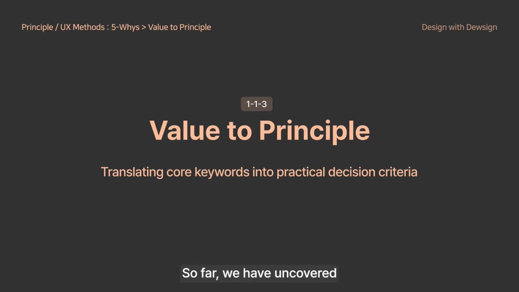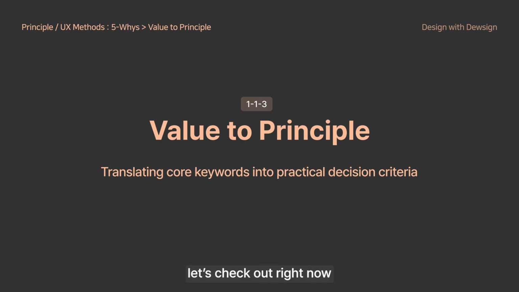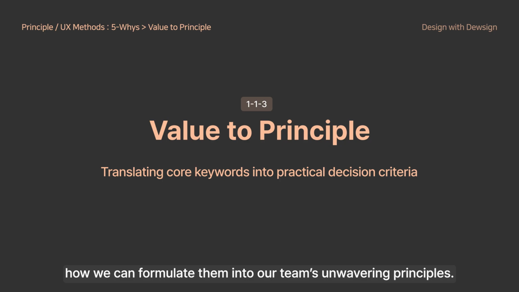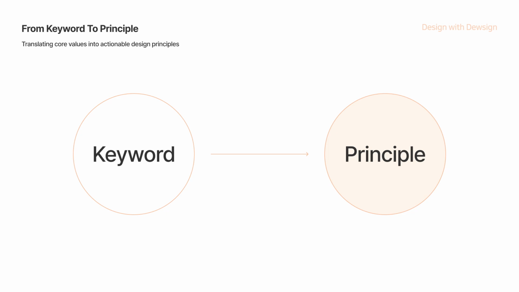So far, we have uncovered a very valuable core keyword through the 5 whys. Now, we are going to look at the process of converting these discovered keywords into principles that exert powerful influence in practice. Beyond just staying as a single word, let's check out right now how we can formulate them into our team's unwavering principles. Now, we have finally derived our core keyword, right?